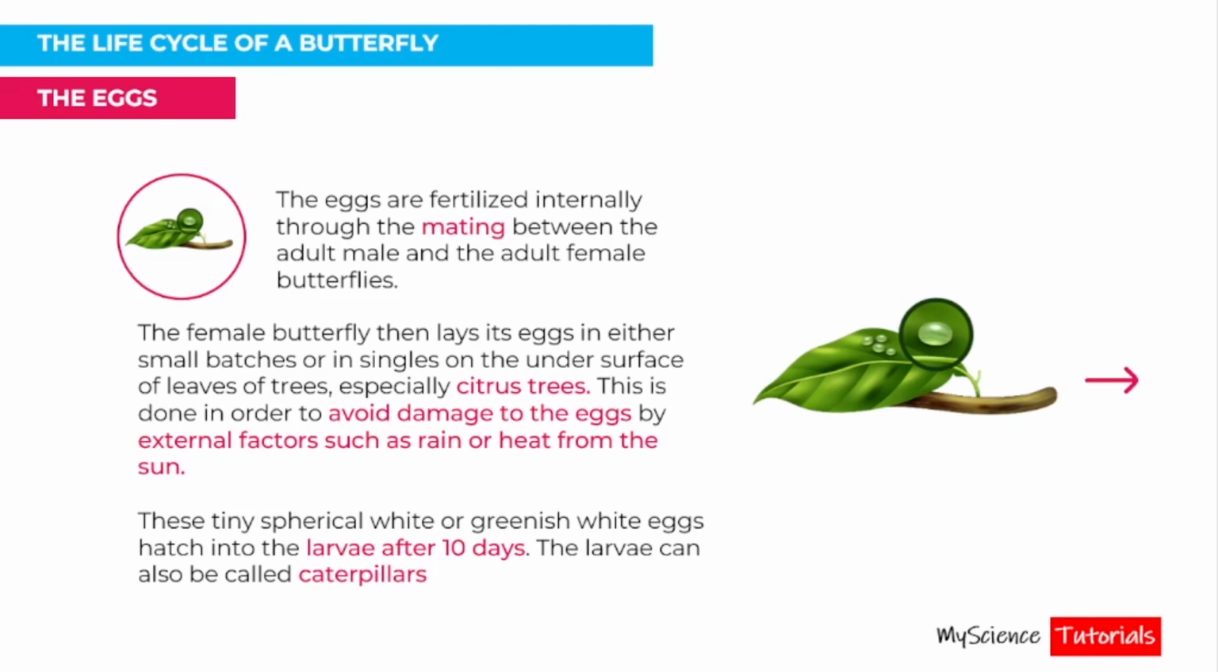These tiny spherical white and greenish white eggs hatch into larvae after 10 days. The larvae can also be called the caterpillars. So for butterflies, there is an egg after mating, and then the female lays the egg under the leaf to protect them from harsh environmental conditions. After 10 days, they hatch into the larvae, which we call the caterpillars.